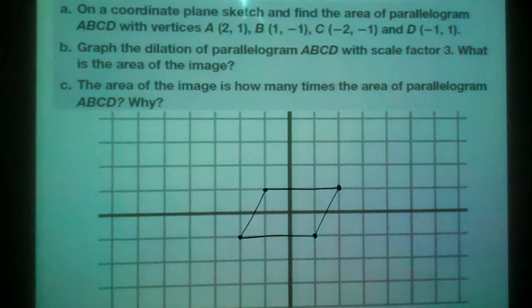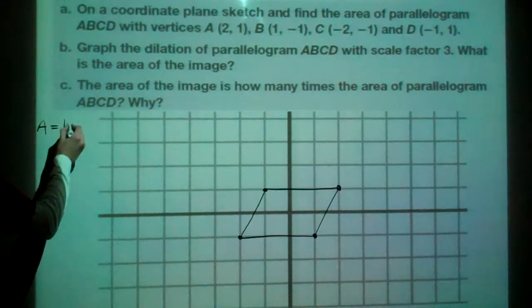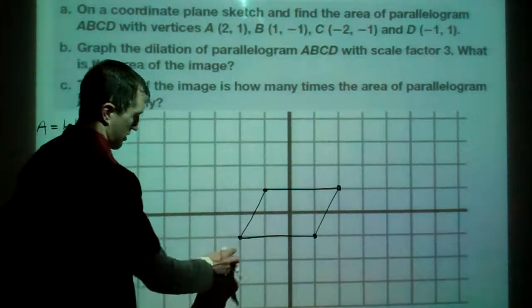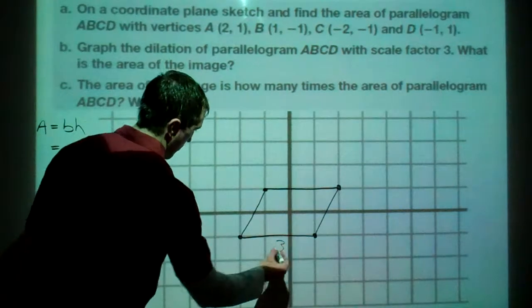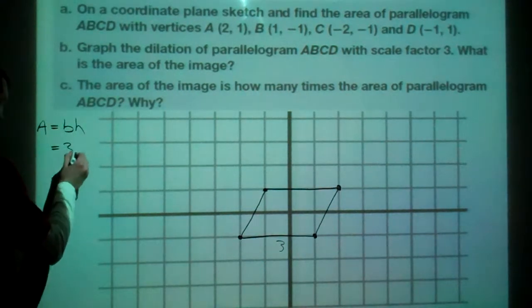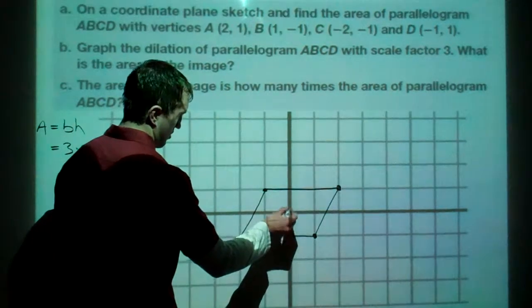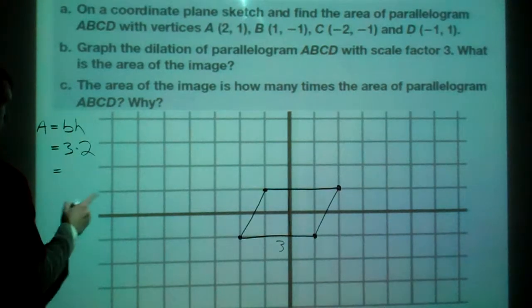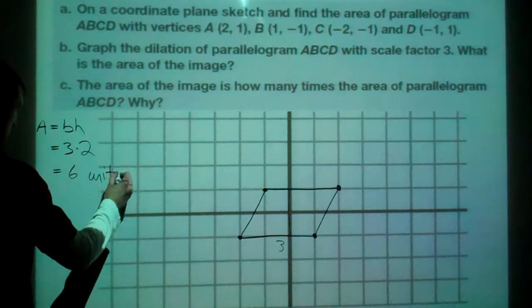They want us to find the area of that. So this will be the darker one here. Area equals base times height. What is our base? Well, we count. 1, 2, 3. We have 3 units there. Times our height, which is 1, 2 units. So our area for this one is 6 units squared.